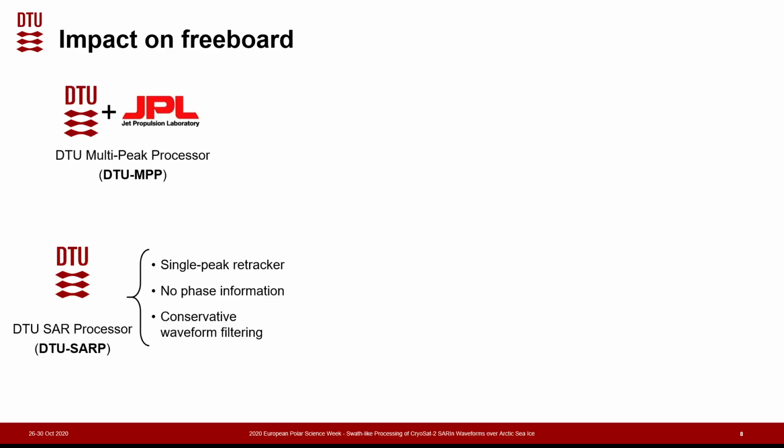In order to assess the impact of such a methodology, we compared the radar freeboard estimates from the DTU multi-peak processor, DTU MPP, with a simplified version representing a regular SAR processing scheme, DTU SAR-P. These processors differ only in that DTU SAR-P retracks just the main peak of the waveforms, does not use the available phase information, and it applies a conservative waveform filtering to avoid processing SARIn waveforms.